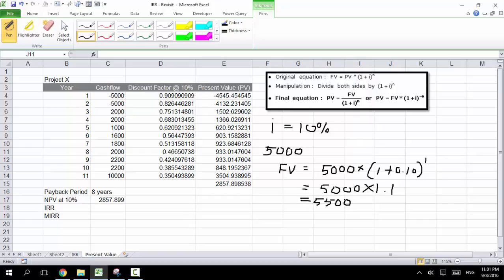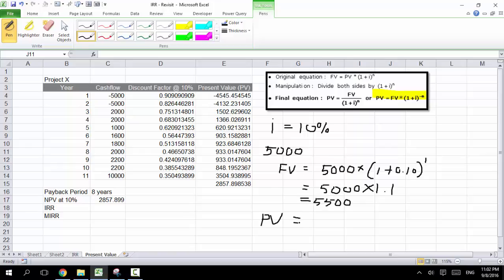So you get roughly 5,500 then. Okay, so now how do we do a reverse? We want to know the present value, so we do a reverse, following this formula. This formula gets the present value. We want to know the present value of the 5,500 at the end of 1 year's time. So it's kind of a reverse.